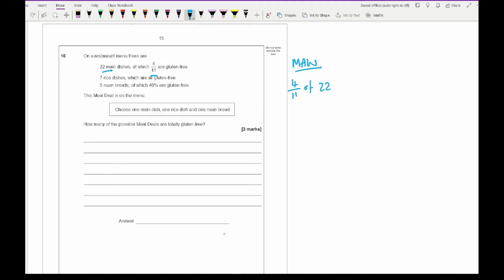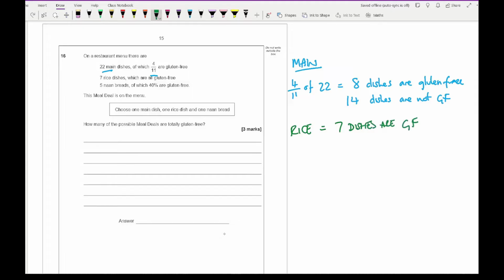So 4/11 of 22 equals 8. So we've got 8 dishes that are gluten-free, and we've got 14 dishes that are not GF. Now, in terms of the rice dishes, let's just have a look at rice. It says 7 of the rice dishes, so here we've got 7 dishes that are GF. And it says 5 naan, there's a choice of 5 naan breads.